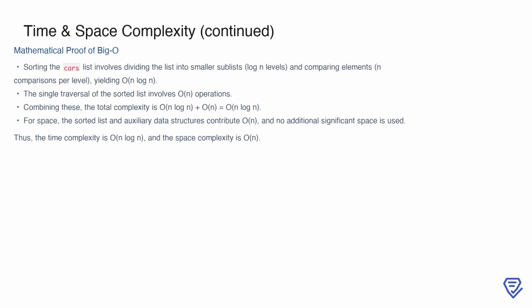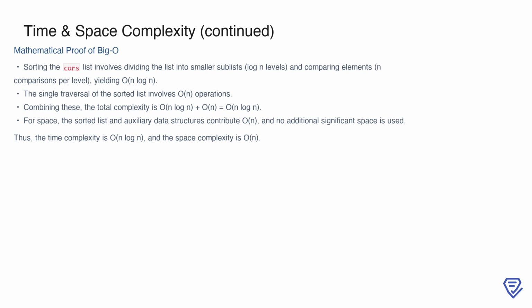To solidify our understanding, let's break down the mathematical reasoning behind the big O complexity. Sorting the cars list involves dividing it into smaller sublists, which requires log n levels of division. At each level, comparing and merging the elements involves O(n) work. This gives the sorting step a time complexity of O(n log n).